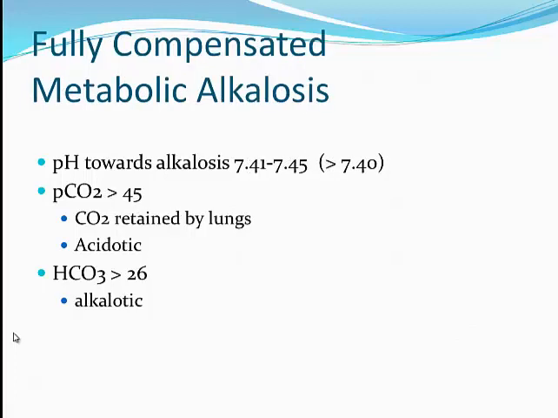Fully compensated metabolic alkalosis, we have a pH 7.41 to 7.45, normal on the alkalotic side. PCO2 is above 45, so our CO2 is being retained by our lungs. It's acidotic. HCO3 is more than 26. It's alkalotic. Now we have two alkalotic or base levels. So we have a patient who's in metabolic alkalosis but is fully compensated.